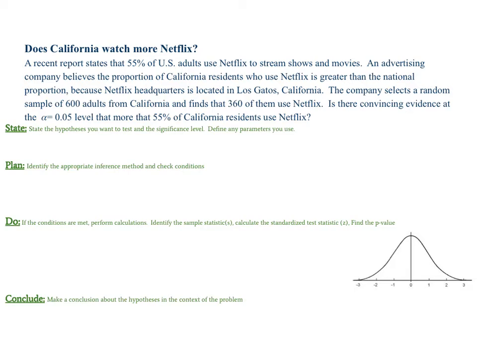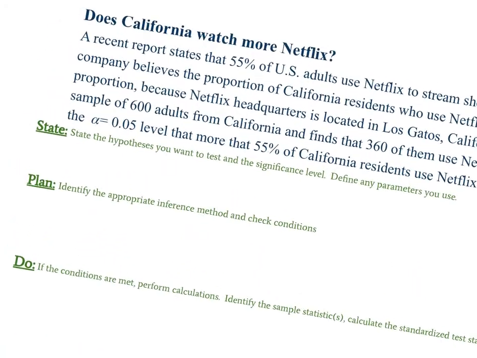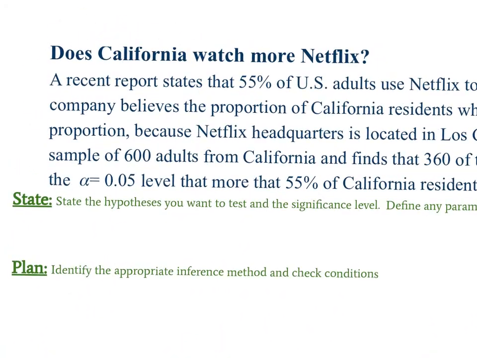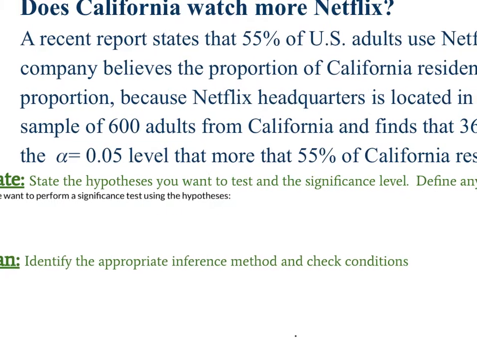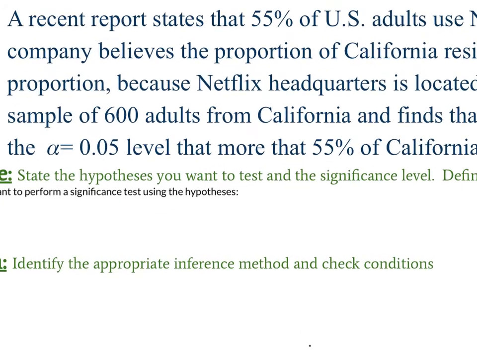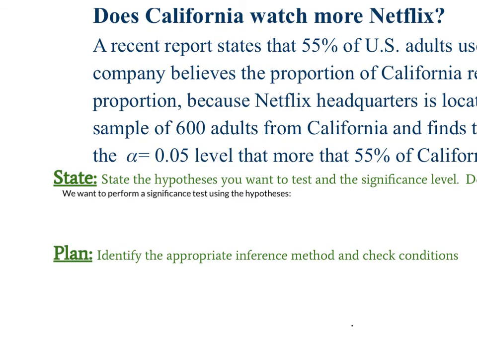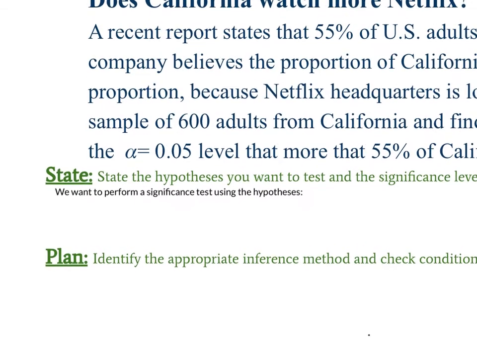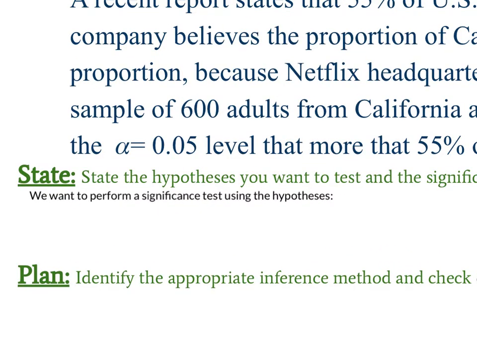So we're going to run a significance test to see if the claim is true. We're going to use the State, Plan, Do, Conclude model to make sure that we don't forget anything. So let's begin with State. In my state, I've written, we want to perform a significance test using the hypotheses, and I'm going to write both my null and my alternative. So my null, using proper notation, would be H sub 0, colon.